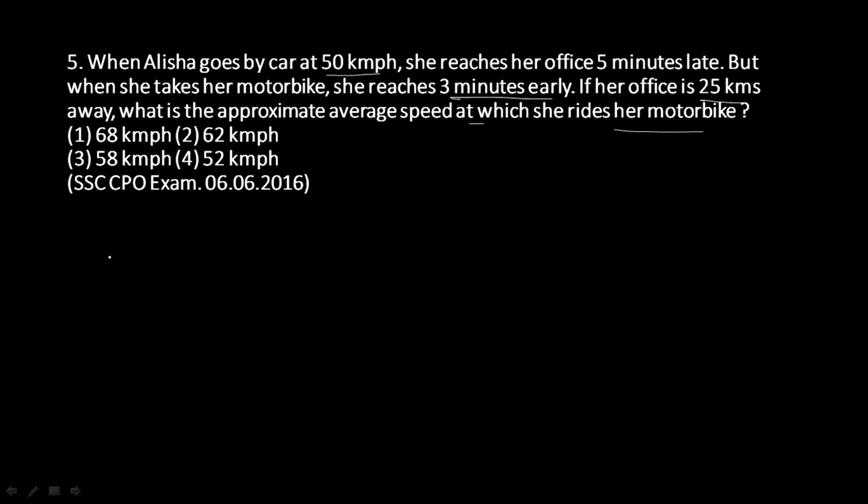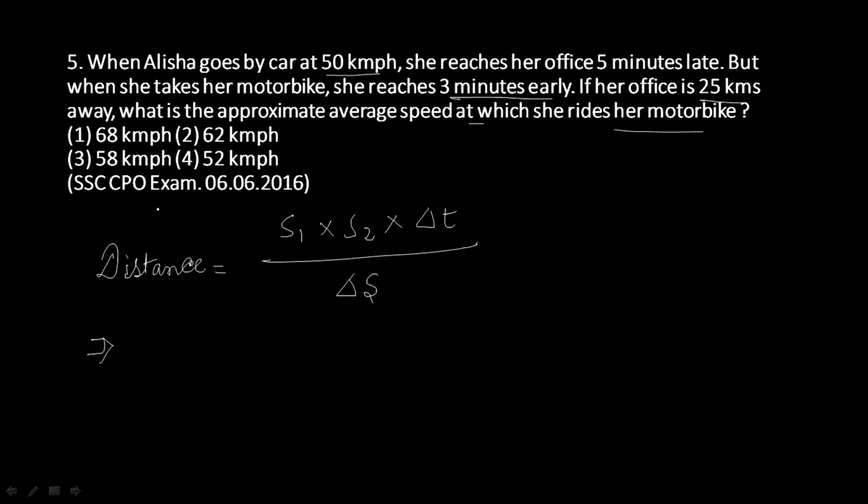You have to keep in mind that there is a formula where distance is equal to speed 1 into speed 2 into delta t, the difference of time, divided by the difference of speed, right? So here distance is given. What's the distance? Distance is 25. Speed 1 is 50. Speed 2 we don't know. And delta t, the difference of time, is 5 minutes late and then 3 minutes early. So it will be a difference of 8 minutes, right?